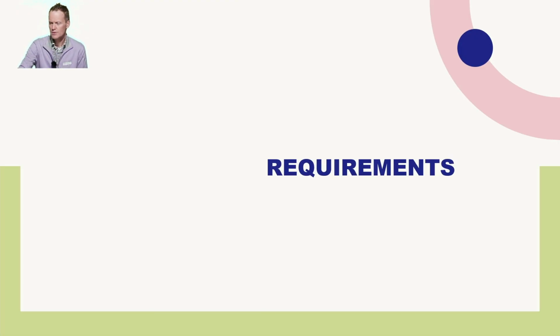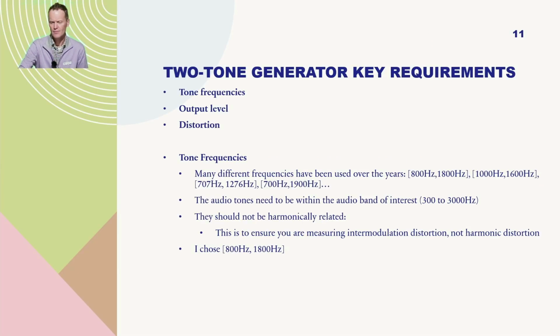So, some requirements for this device, this two-tone generator. There are three key requirements that I wanted to consider before I started building it. First one was the tone frequencies. Second one is the output level. And the third one is distortion. So we'll talk about the tone frequencies first.